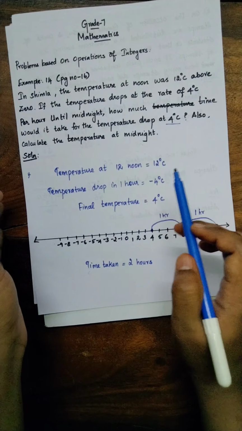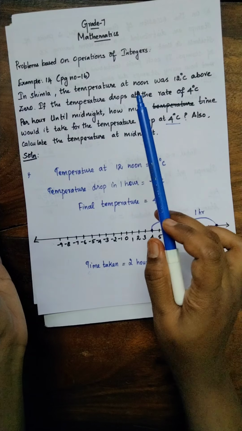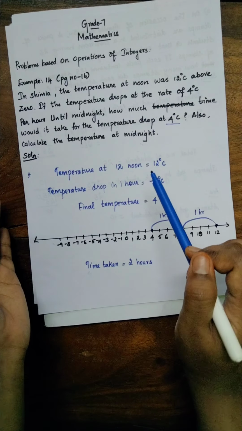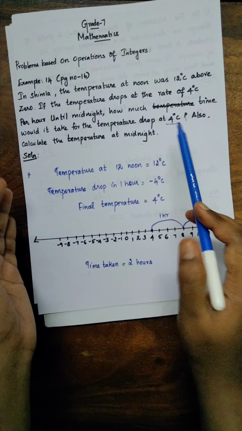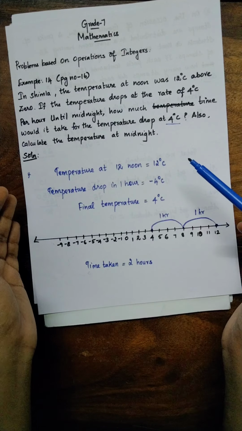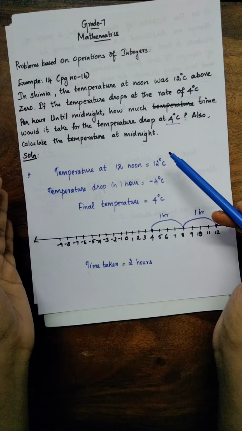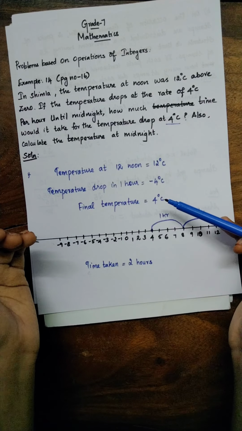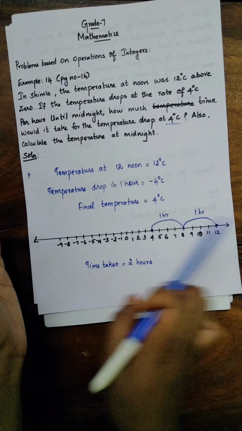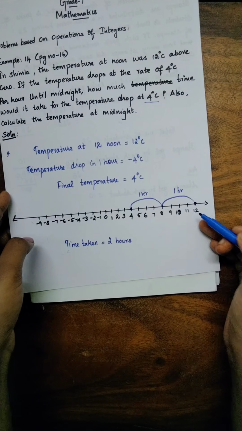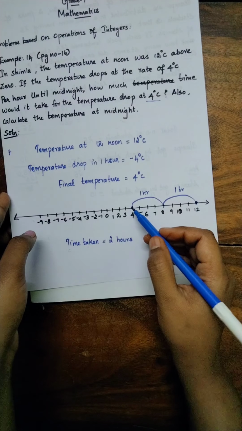So, the temperature at 12 noon is 12 degrees Celsius. The temperature drop in 1 hour is minus 4 degrees Celsius. Then our final temperature is 4 degrees Celsius. We are going to find the time taken for the temperature to drop to 4 degrees Celsius. For that, we have drawn a number line. The initial temperature is 12. Mark the 12. Then our final temperature is 4.